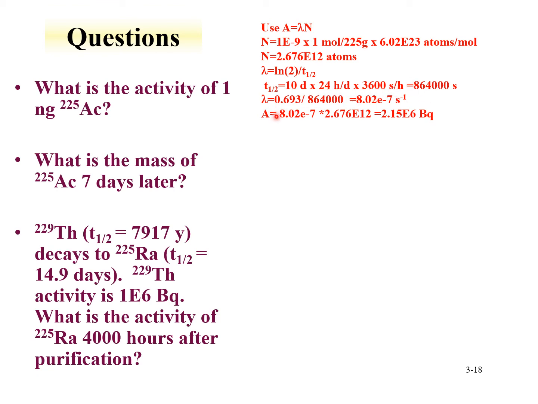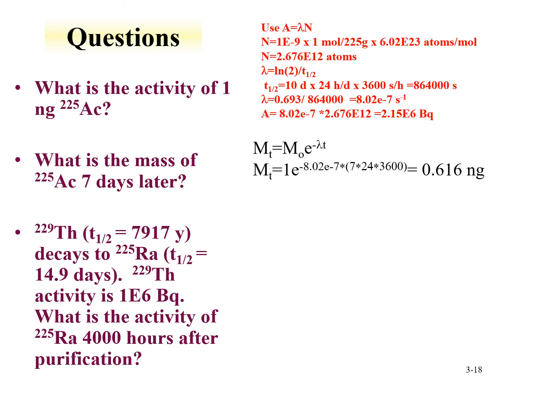Now we plug those values in. Activity equals lambda times N. And a nanogram of actinium-225 is about 1,000,000 becquerel. And that's close to what's used in medical applications of actinium-225. It'll be, let's say, from 1 to 10 nanograms.